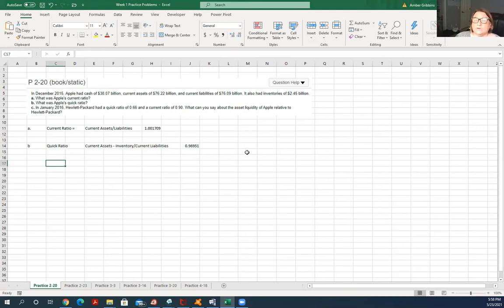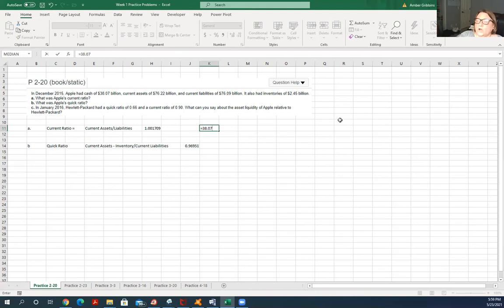So the first thing we're going to look at is current ratio, and that tells you how many times your assets cover your liabilities. And it's current ratio, meaning assets and liabilities less than 12 months. So our current assets in this problem is 38.07 billion, and it says in December 2015, Apple had cash of 37.07 billion, current assets of 76.22 billion, current liabilities of 76.09 billion, and inventories of 2.545 billion. So the current ratio is, again, it tells our asset to liability coverage.